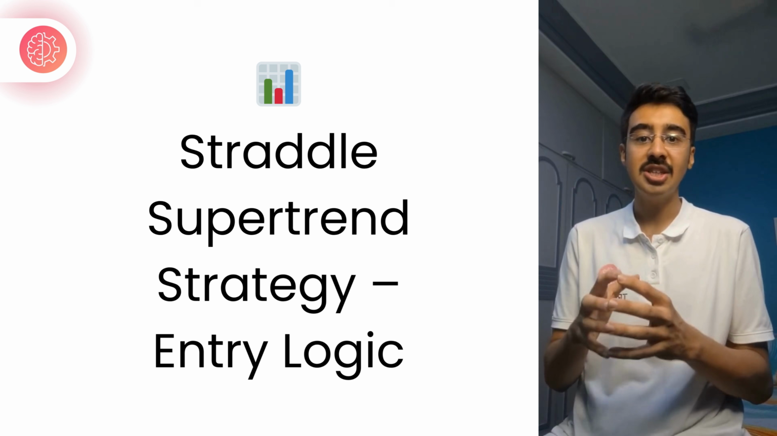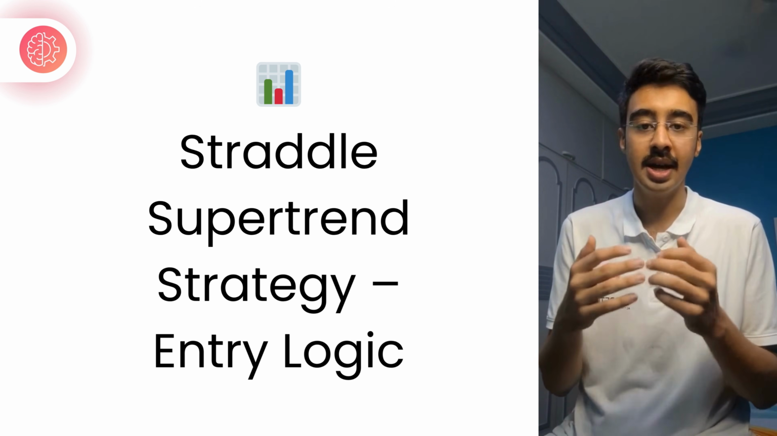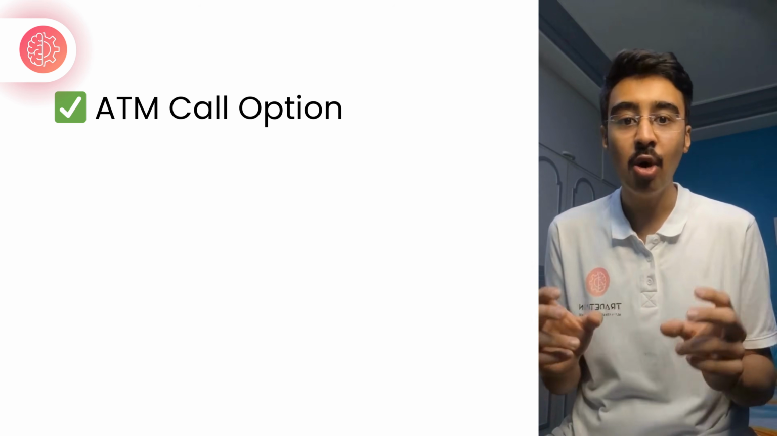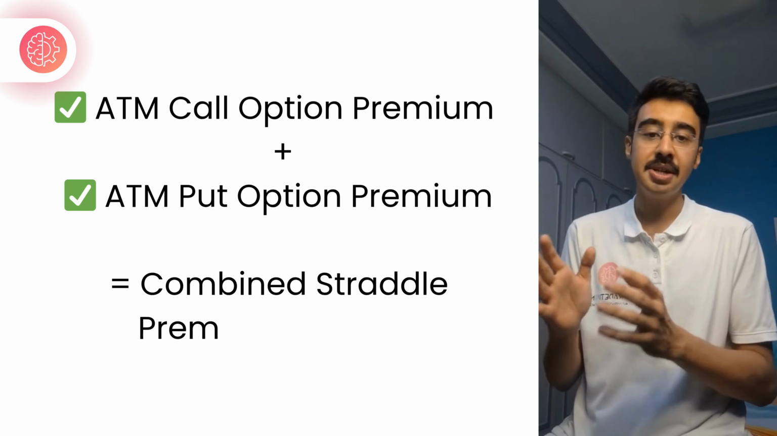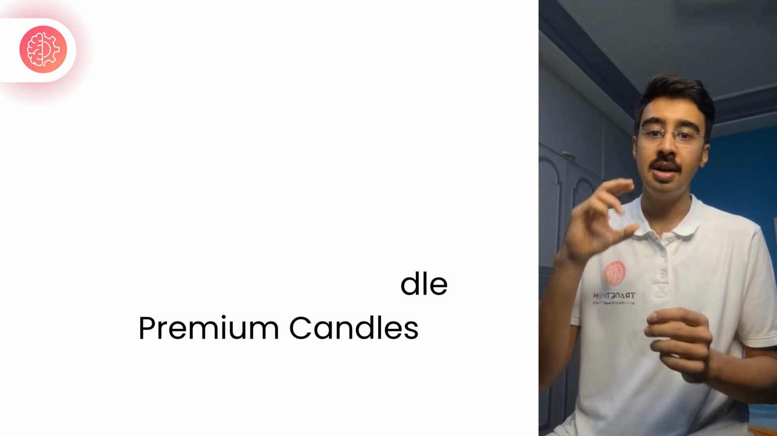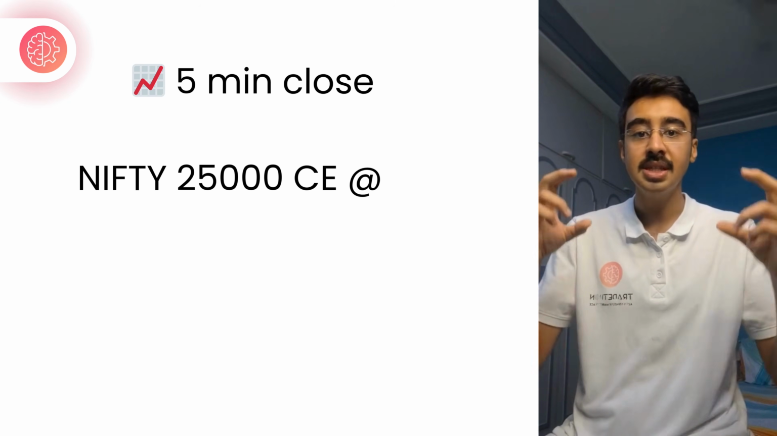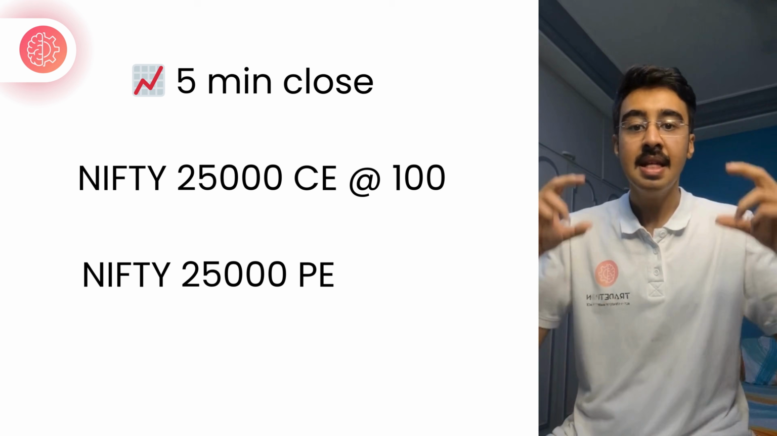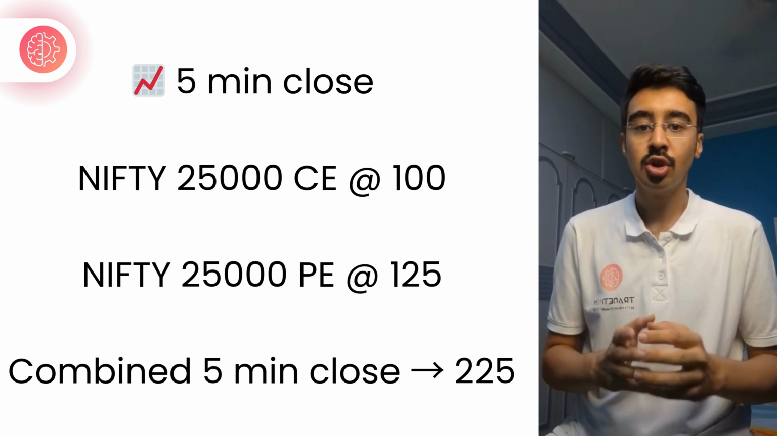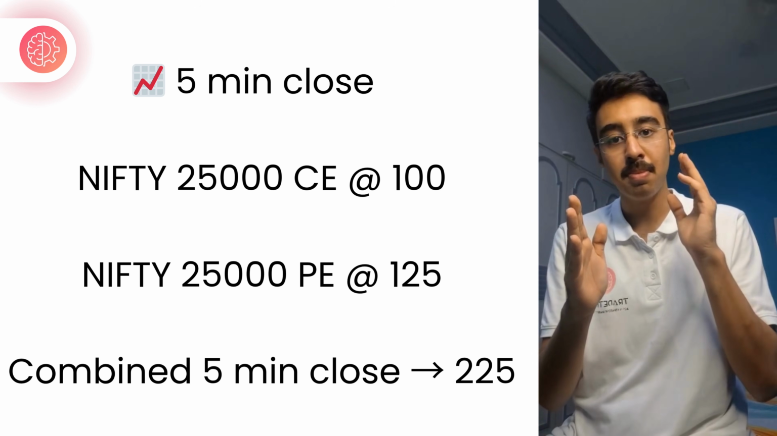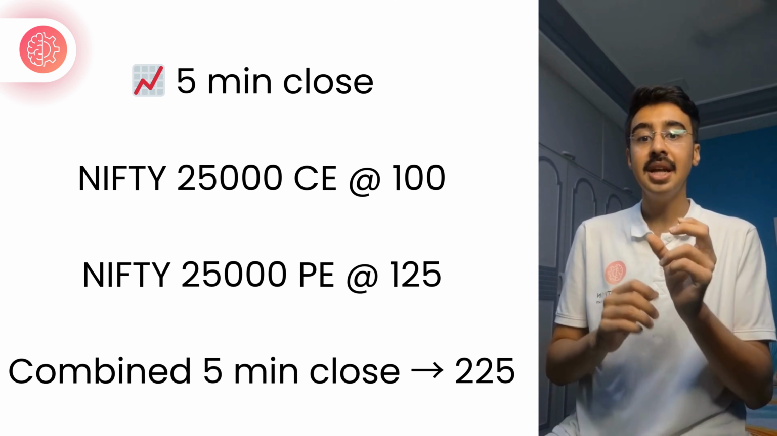Now, what I will do in my strategy is that I will look at the ATM instruments of the Nifty 50 expiry, and in these instruments, I will sum up the call and the put premium of both the instruments. So as an example, let's say the 25,000 call is trading at 100 rupees, and the 25,000 put, both being ATM instruments, is trading at 125 rupees. I will sum up both of these in order to get one particular value. So the close is 100 for the call, 125 for the put, 100 plus 125 will be 225. That will be the combined close.